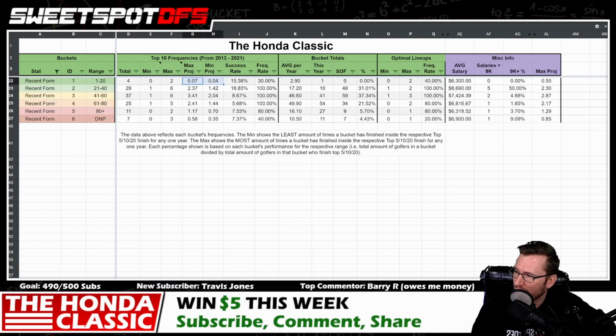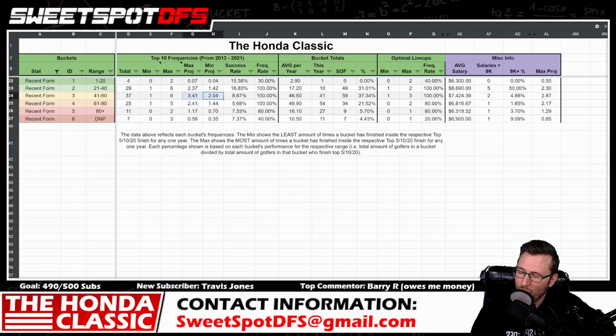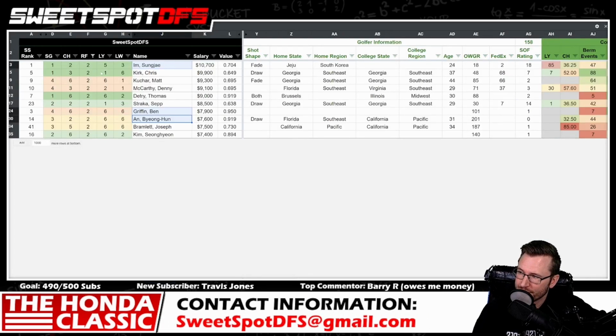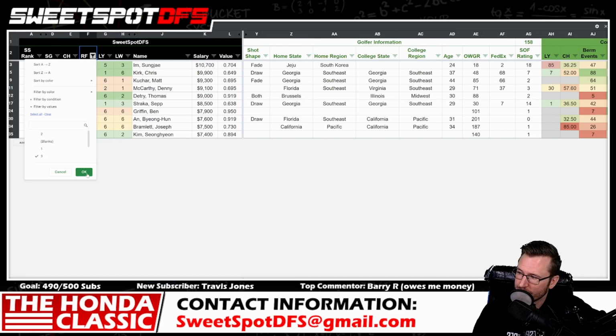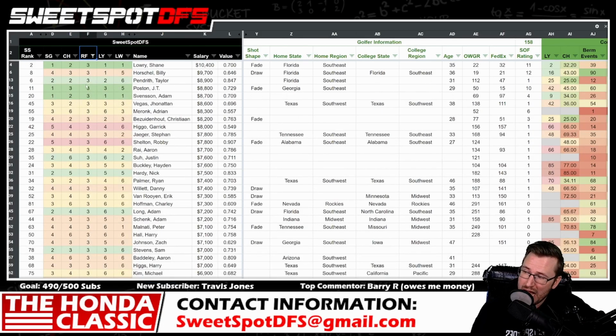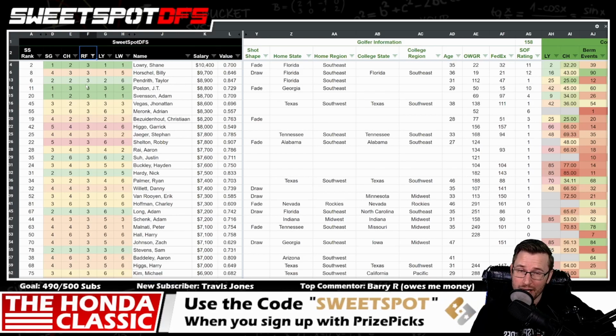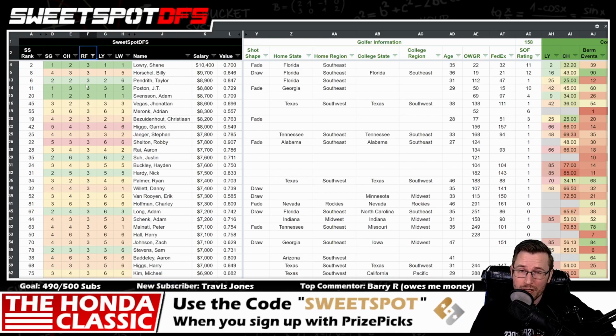Next bucket to look at would be the recent form 3s, and that's a 2 to 4. But this max projection, when we include sweet spot ranks, goes to a 3. This drops my minimum to 1. So 1 to 4. So Lowry's in this one, Horschel, Pendrith, a lot of the names we were just talking about. I don't really have a take one way or the other. I kind of already mentioned my anchor strategy this week. I'm going to just stick to that. So I'm not going to tell you one play that I like more than another.